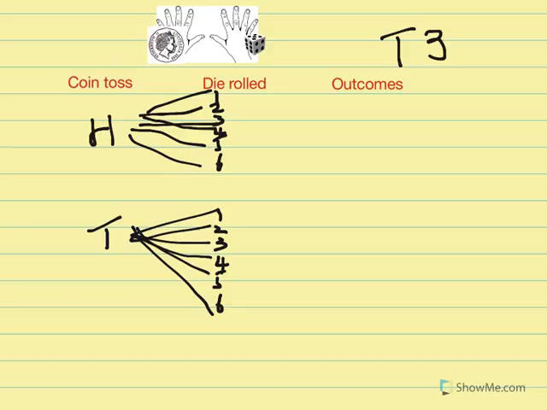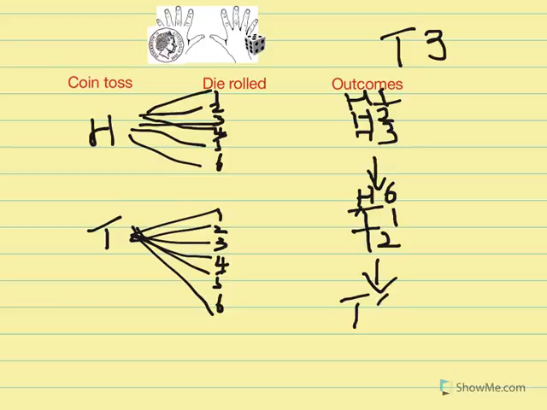Okay, and now I can list the outcomes. So here, my first outcome was H1. My second outcome was H2, H3, all the way down to H6. Now my outcomes for my tails was T1, T2, all the way down to T6. So obtaining a T3, as you can see here, a T3 would be 1 out of 12.